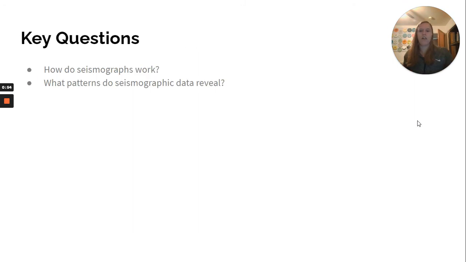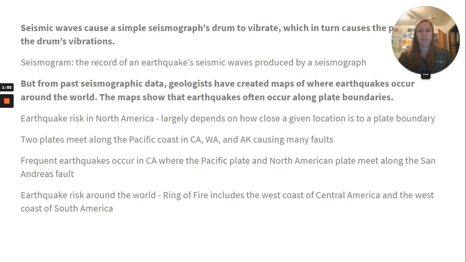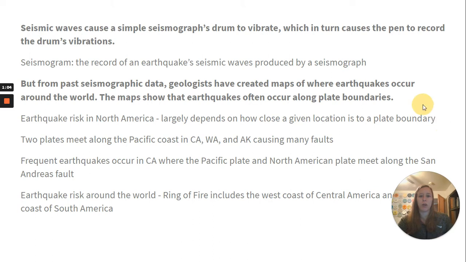All right, so 2 key questions. How do seismographs work? What patterns do seismographic data reveal? So seismic waves cause a simple seismograph's drum to vibrate, which in turn causes the pen to record the drum's vibrations. So a seismogram is the record of an earthquake's seismic waves produced by a seismograph.